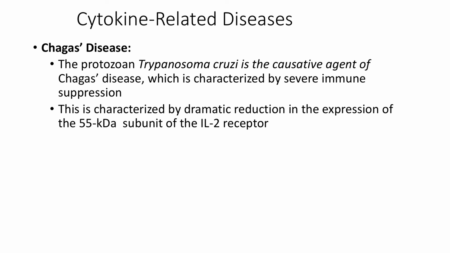The last one is Chagas disease. The earlier two diseases you saw are about overexpression of cytokines. This one is underexpression. The protozoan Trypanosoma cruzi is the causative agent of Chagas disease, which is characterized by severe immune suppression. This is characterized by a dramatic reduction in the expression of the 55 kilodalton subunit of the IL-2 receptor. So because of the underexpression of this particular receptor, Chagas disease is being caused.